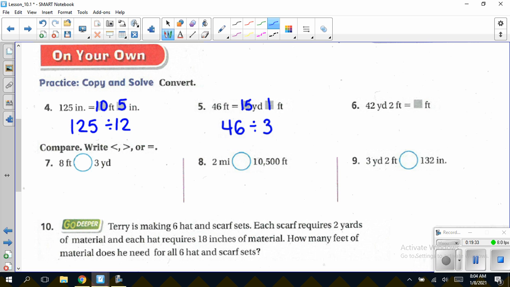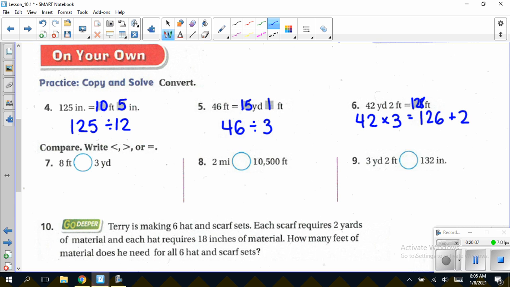And finally, for number 6, notice you're taking yards, 42 yards and 2 feet, and you want it converted all into feet. So your first step is to take 42 times 3, because again, there's 3 feet in 1 yard. If you take 42 times 3, that gives you 126, plus the 2 additional feet that are within this problem, to give me a total of 128 feet.